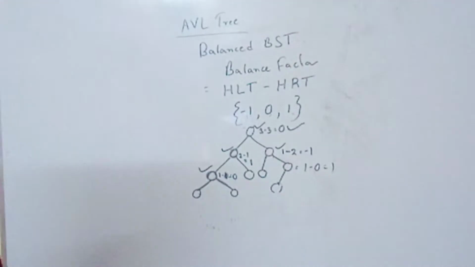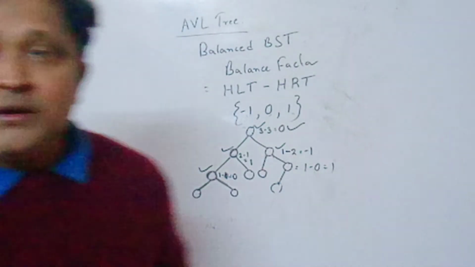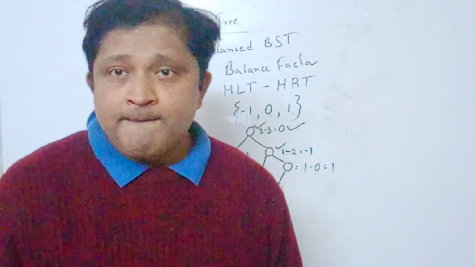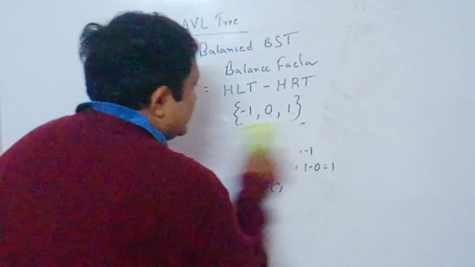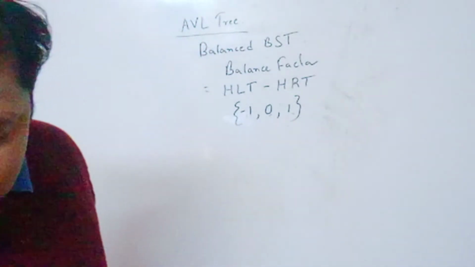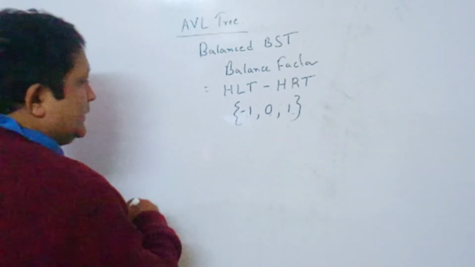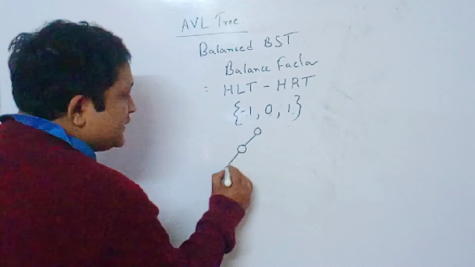Now, how to make an unbalanced tree a balanced one? How to convert an unbalanced tree into a balanced tree? How to make the balancing? Now see, suppose we have this particular node under which we have this node, under which we have this node.